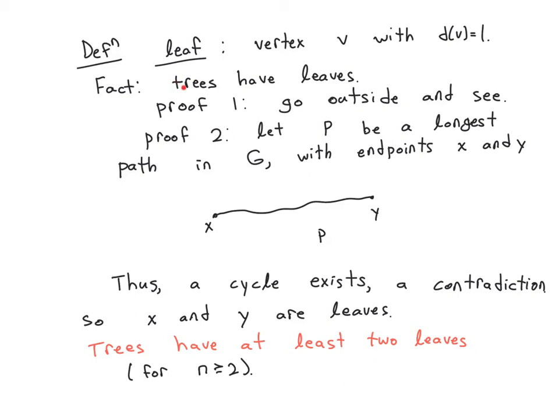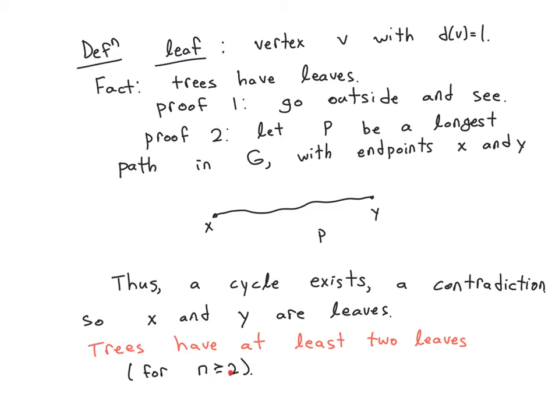So not only do trees have leaves, but you can always guarantee that in math, trees have at least 2 leaves. In other words, there's never winter for trees in graph theory. The leaves never completely fall off the tree. There's always 2 remaining.